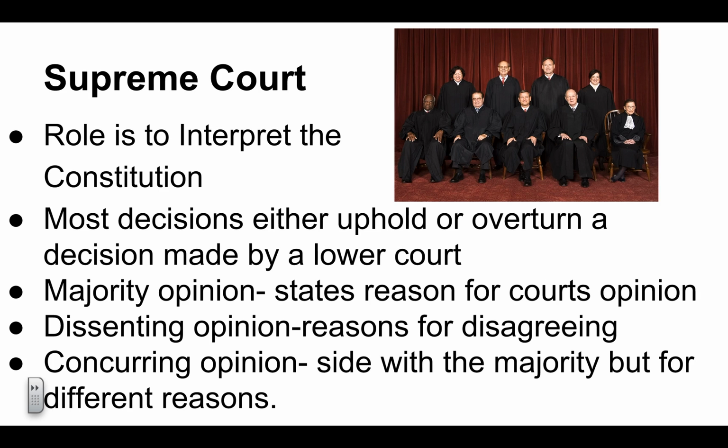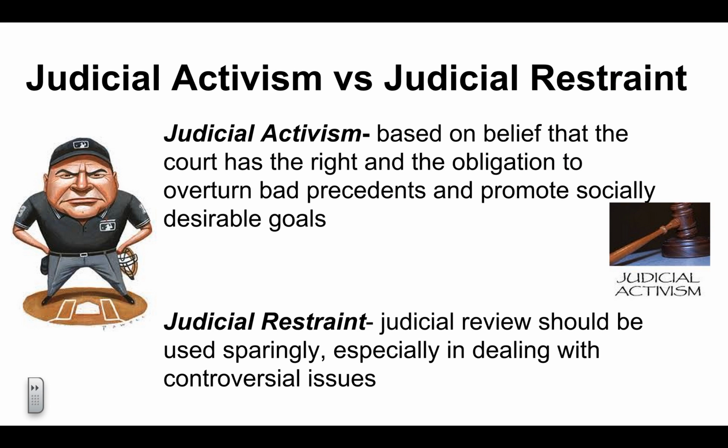And then a concurring opinion is from justices who sided with the majority but for different reasons. So they might write a concurring opinion, in which they explain how their reasoning differs from the majority's. Because few decisions are unanimous, these additional opinions often accompany a majority opinion. So those are 3 things to look at when analyzing a case.